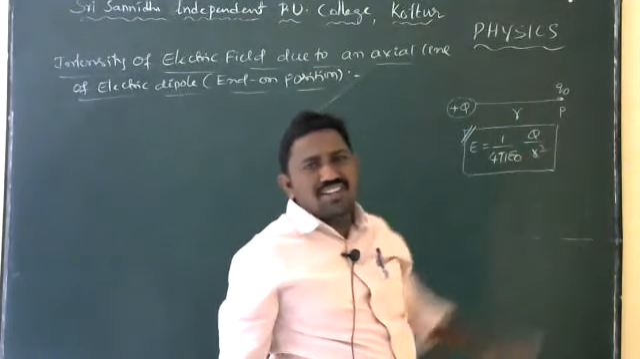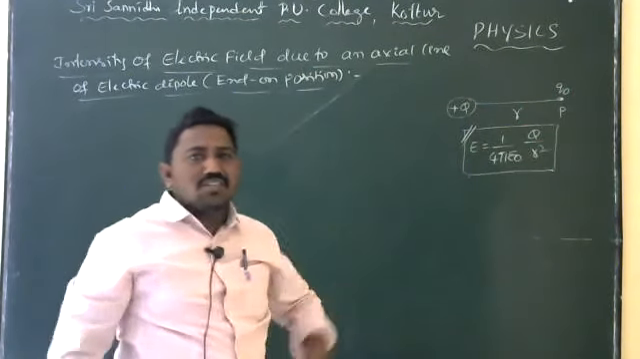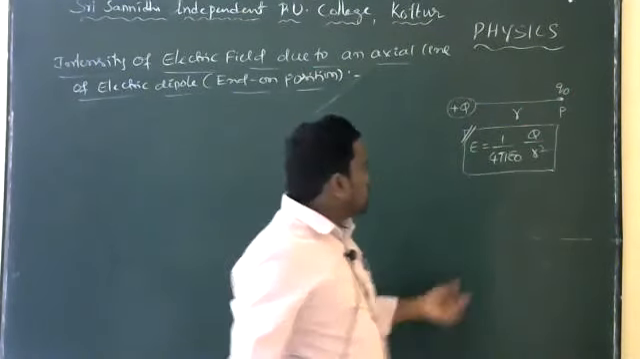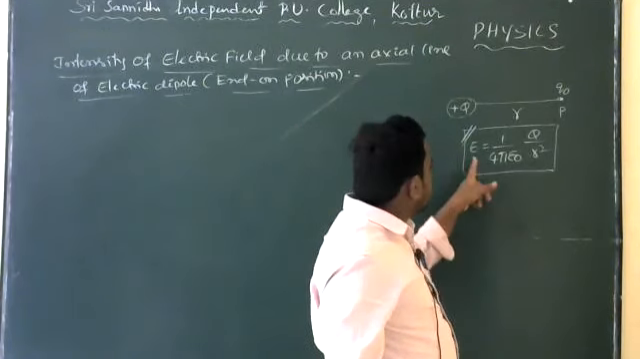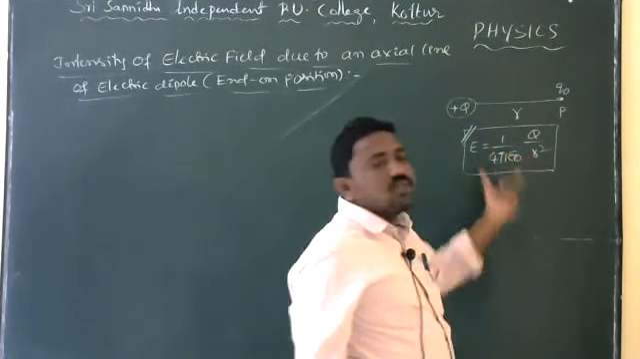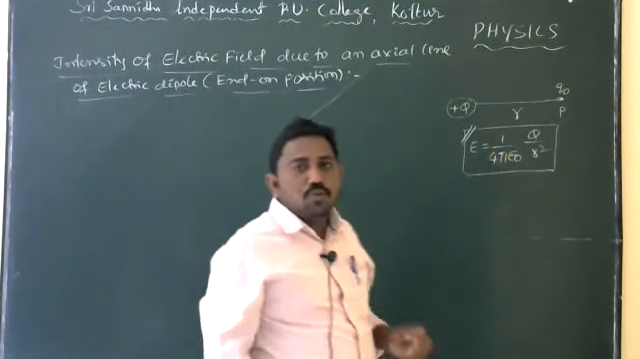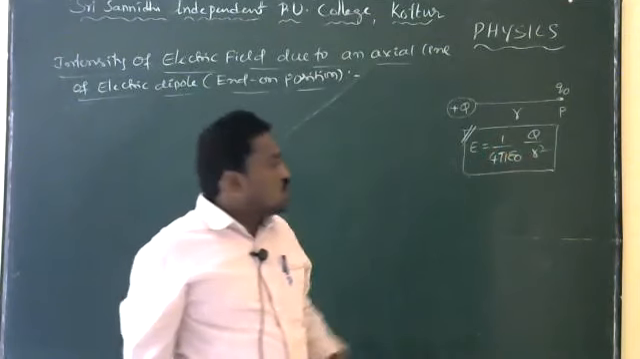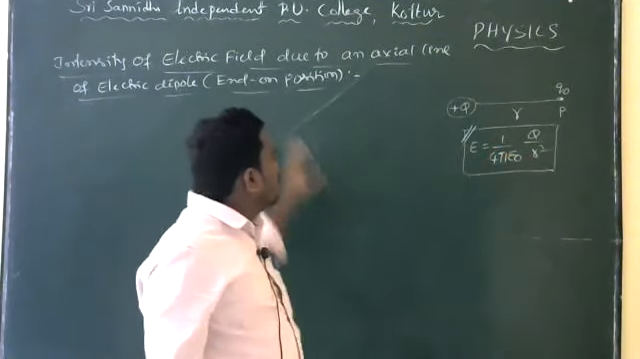We already discussed this in previous videos, so recall them once. E is equal to 1 by 4 pi epsilon naught, Q by r square. This is the formula for the intensity of the electric field due to an isolated point charge, and it is used to solve these two questions.